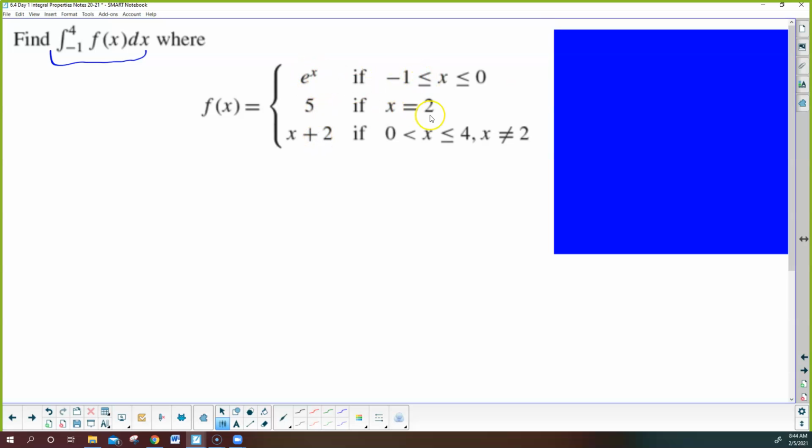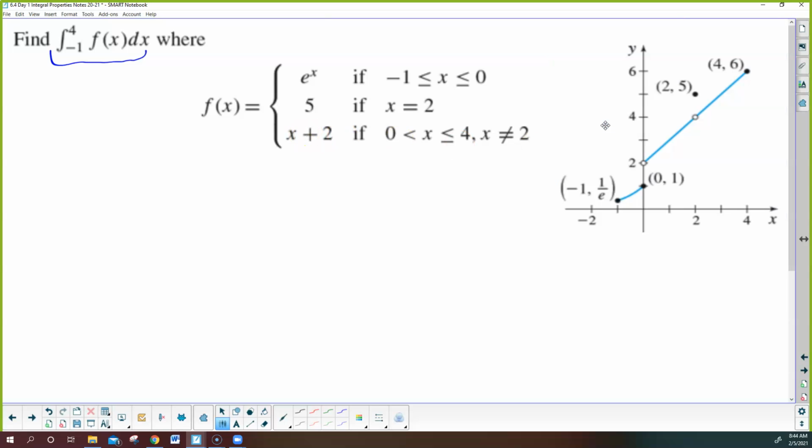Okay, we've got three pieces to this graph. Anything from -1 to 0 is represented by the function e to the x. The value at 2 is equal to 5. And then anything greater than 0 all the way to 4, except for 2, is going to be represented by the linear equation. So you don't have to draw this graph. This is just a visual so we can kind of get a sense of what we're doing.